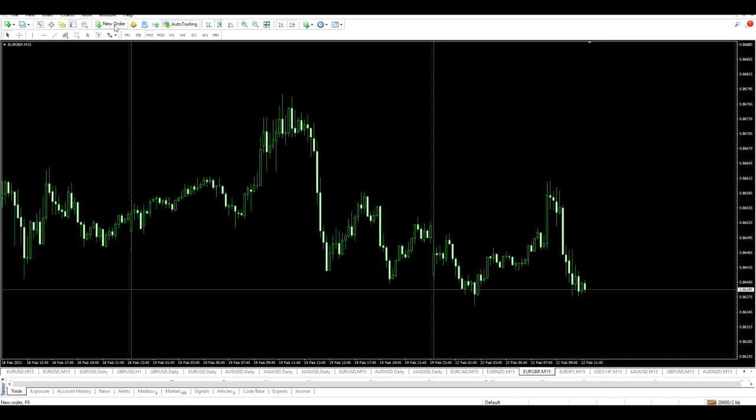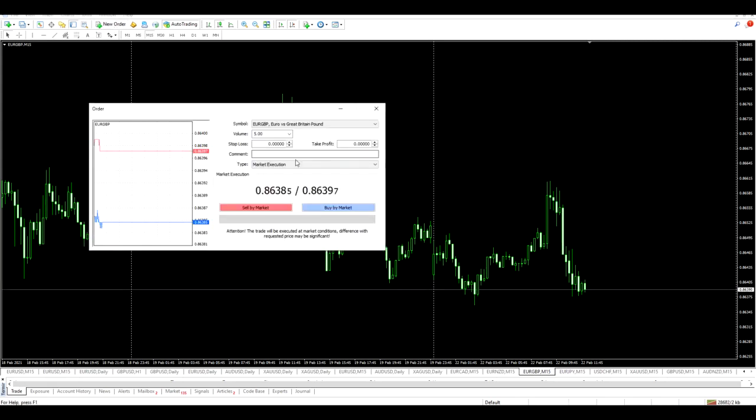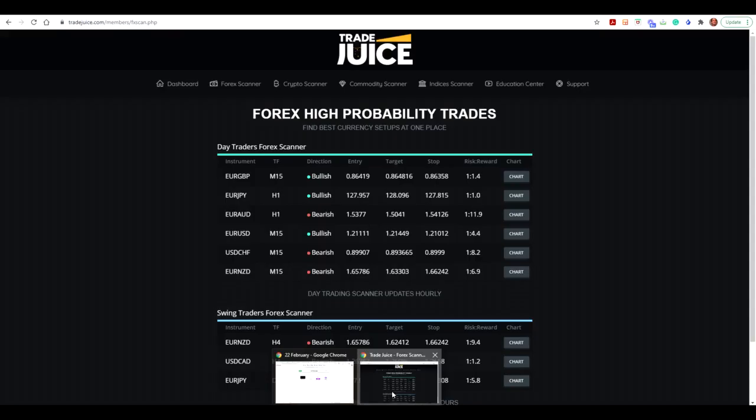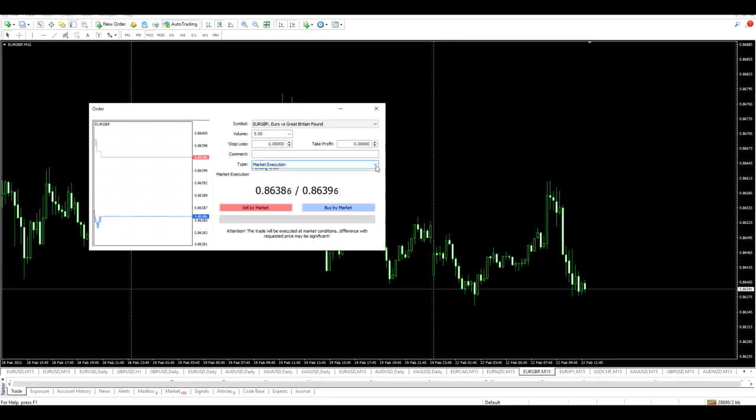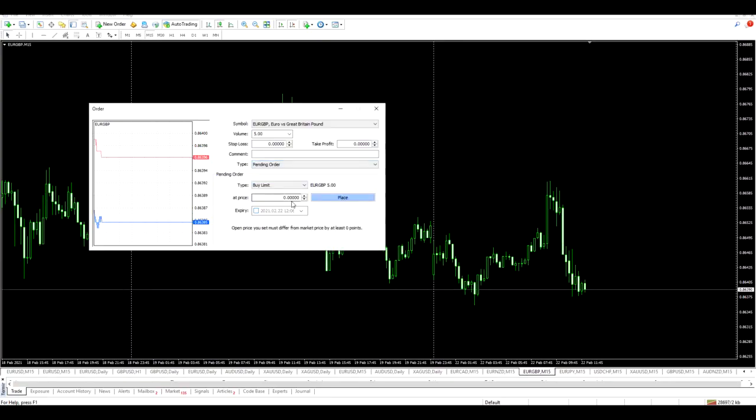So I do want to set up a new bullish order, so I'm going to buy, and all I need to do now is have a look at where my entry would be, which is that. I'm going to copy it, and because price is not at that level yet, I'm going to enter a pending order, and I'm going to enter a buy stop limit at this price. It's as simple as that.